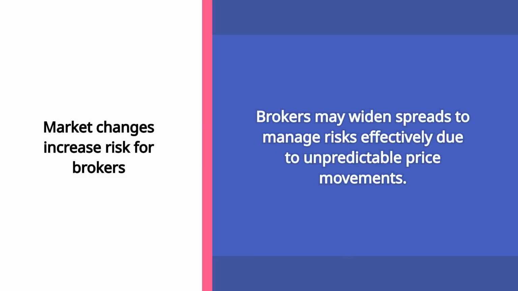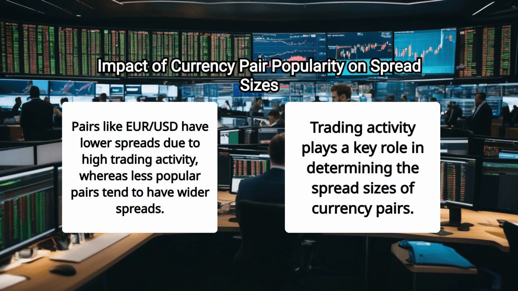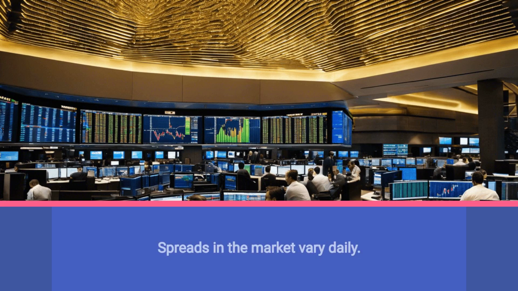High market changes mean more risk for brokers, so they might widen spreads. This helps them manage better because prices may move in unpredictable ways. Popular pairs like EUR-USD have lower spreads due to many trades. But in pairs with less action, spreads are usually bigger. Currency pair popularity matters. Major pairs usually have tighter spreads than minor ones. Spreads change by the day and during market open times. More people trading can mean tighter spreads, but expect spreads to be wider when trading is less active.